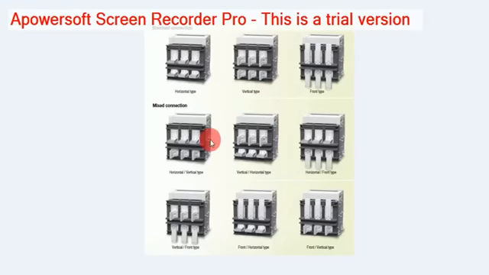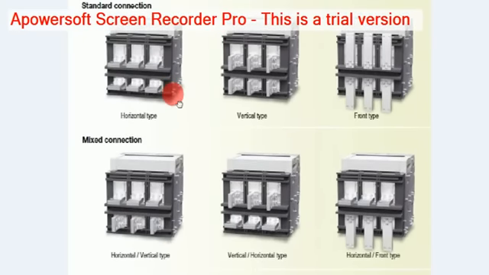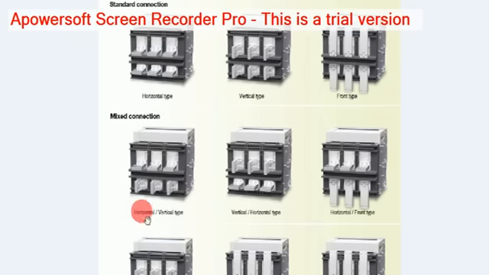So these are the different types of ACBs for incoming and outgoing. The first one has incoming horizontal and outgoing also horizontal. This is for a 3-pole ACB. The incoming and outgoing bus bars are both horizontal. The second one has incoming and outgoing both vertical, and the third one is the front type. Front type means the bus bars are fixed flat. So these are the three standard types of connections, and mixed connections are also available here.